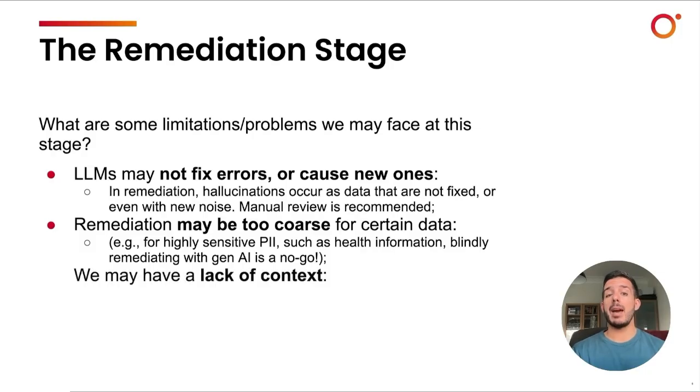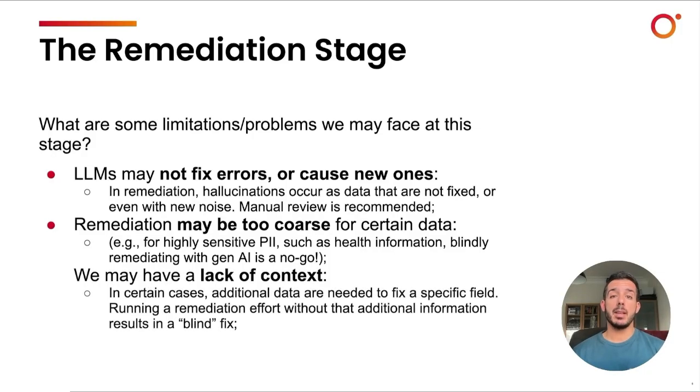And finally, we may have a lack of context, right? In certain cases, additional data are needed to fix a specific field, right? In our example, if you have a list of customers without the location, where are you going to obtain the location from? Maybe the billing address from past purchases? There has to be a source of information for what you are filling, right? And GenAI works like that. If you're using GenAI to fill values without providing the specific context for those values, it's going to guess.